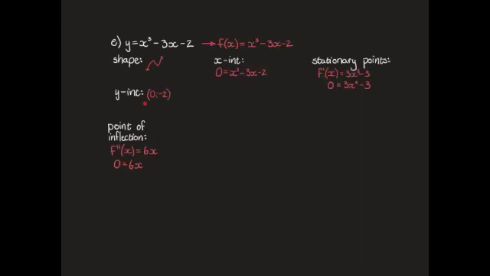Fill in the shape quickly. The y-intercept you can read immediately. But write down how you're going to find the x-intercept, and quickly write down how you're going to find the stationary points. In other words, write down the first derivative and say equal to 0. Then write down how you're going to find the point of inflection.